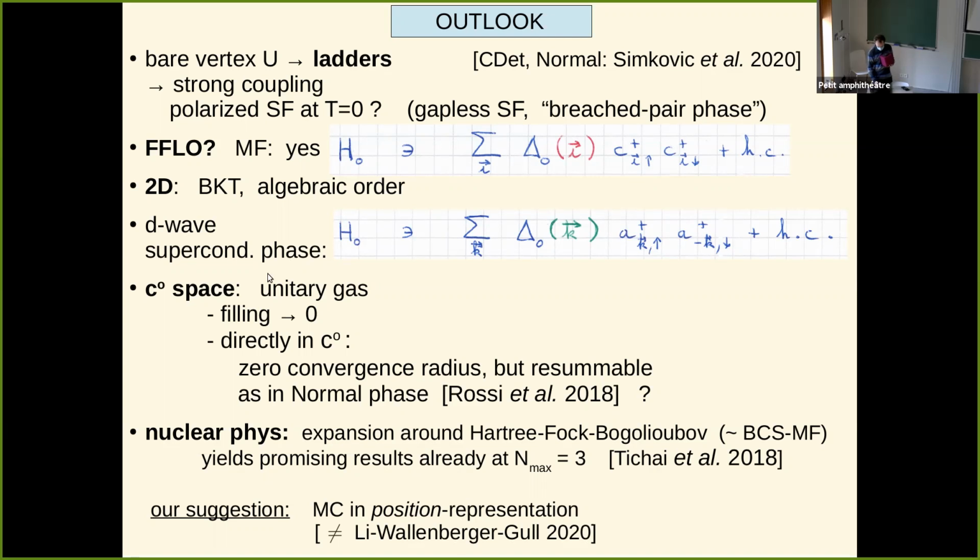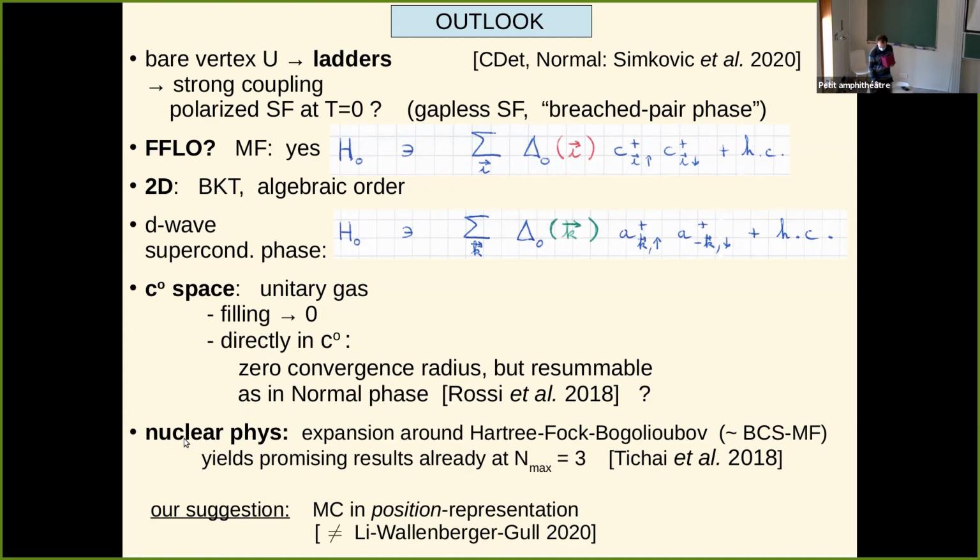In continuous space, where there are a lot of experiments, of course, we can get it either by extrapolating the filling to 0 or by working directly in continuous space, as we have already done in the normal phase. But then probably the convergence radius will be 0. And the question is whether it's still Borel resummable. We have seen in the normal phase that it was the case.